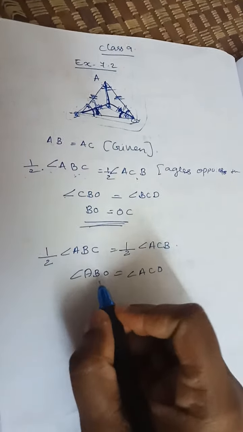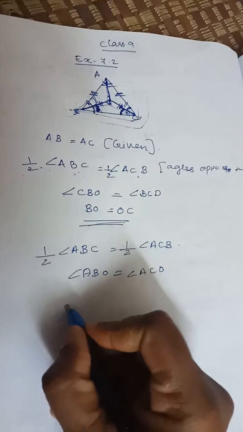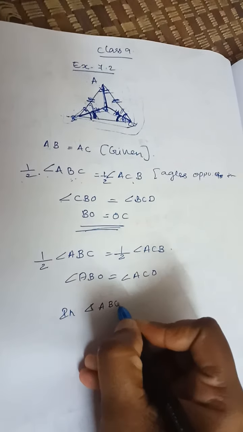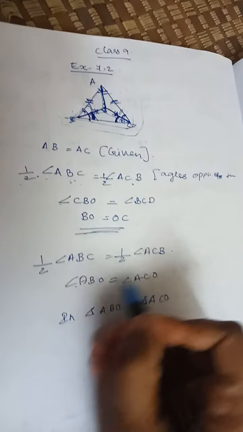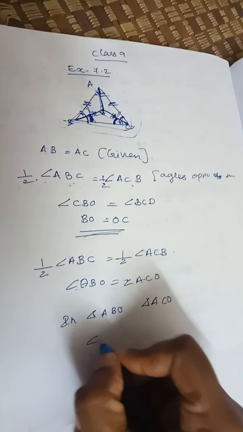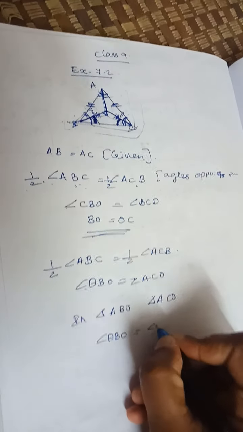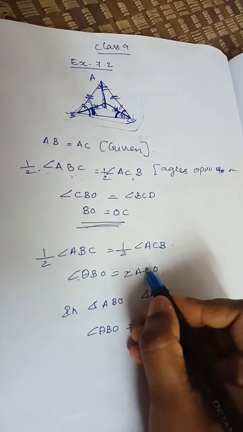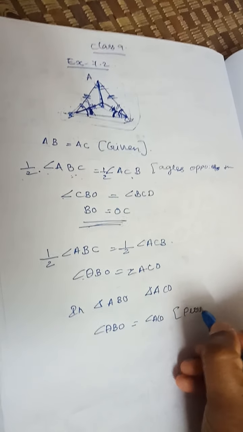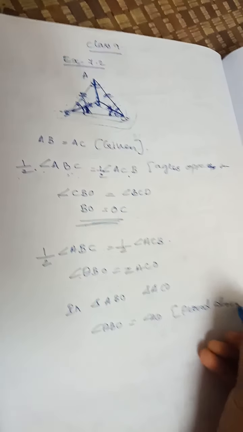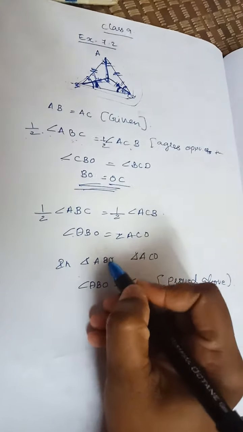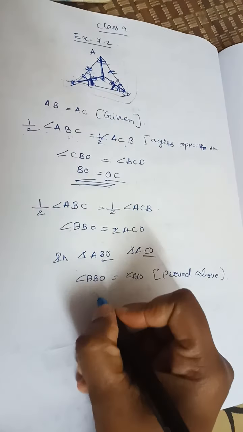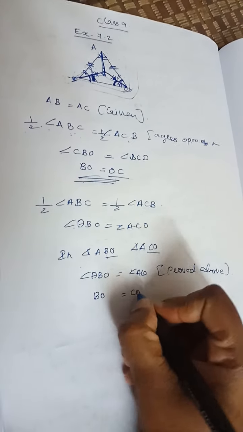In these two triangles, ABO and ACO, we got two angles equal, correct? So we can write angle ABO is equal to angle ACO. The reason you should write is proved above. Again, in these two triangles, BO is equal to CO, which we proved above. So we can equate these two sides, BO is equal to CO. The reason is the same, proved above.